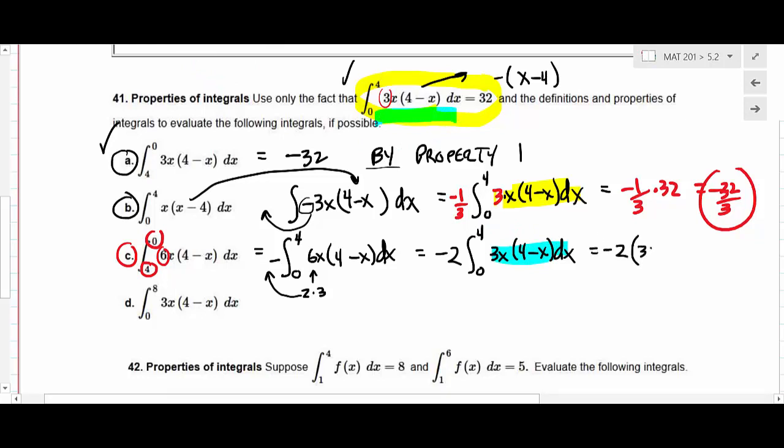Yeah, negative 2 times 32. Okay, like that. And then that would be what? Negative 96. No, negative 64. Okay, like that. All right, we good?